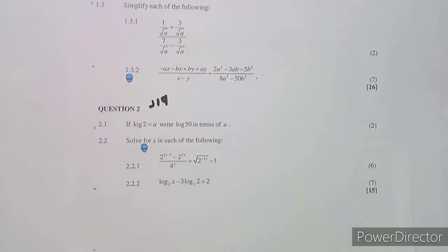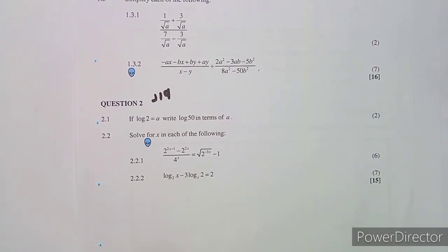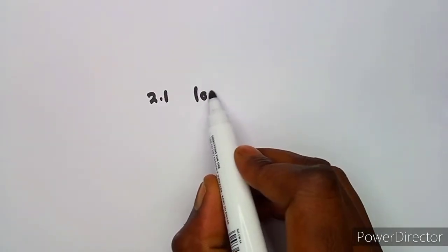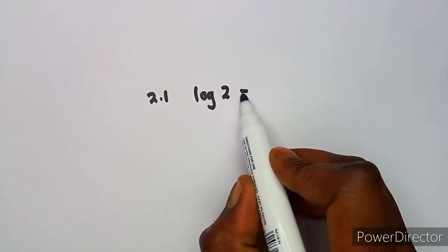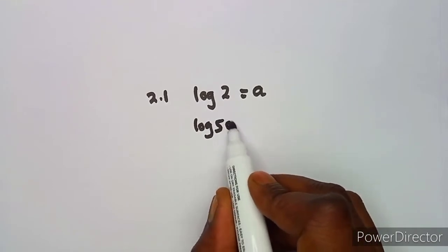So here we are given on question 2.1 that if log 2 is equal to a, write log 50 in terms of a. Okay, that was the question there. How can we actually write this, guys? We are given that log 2 is equivalent to a, and we want to write log 50 in terms of a.